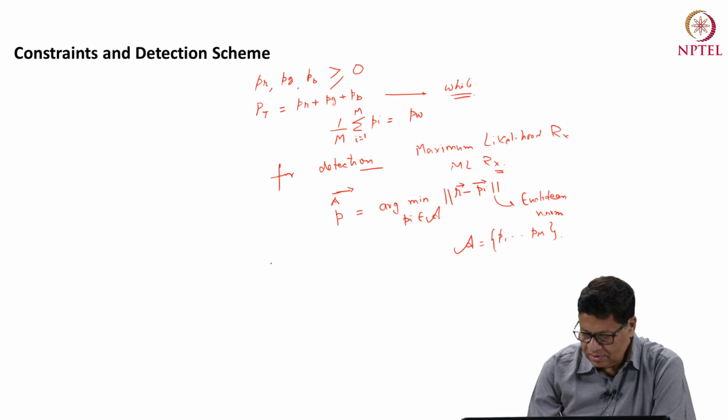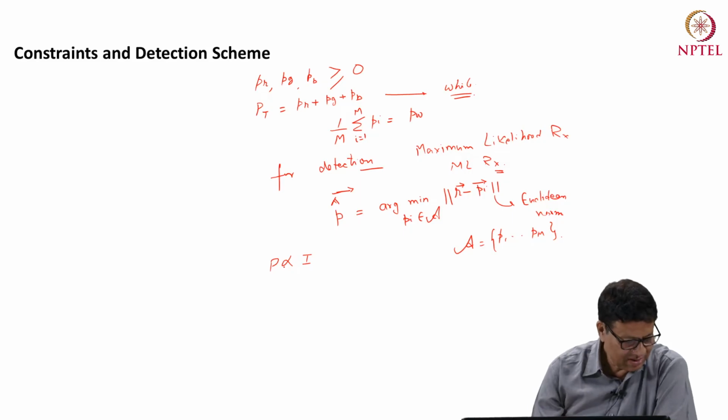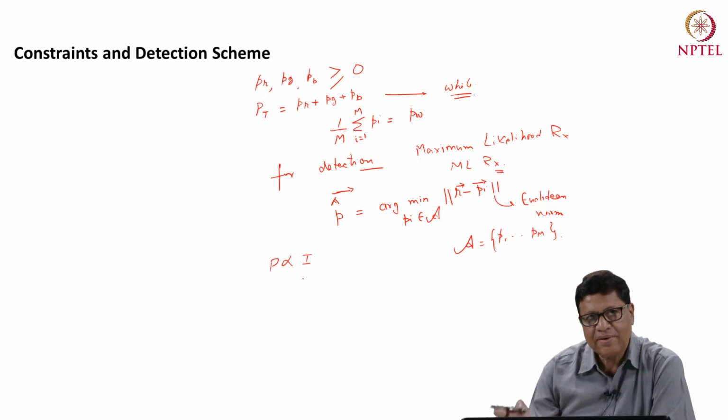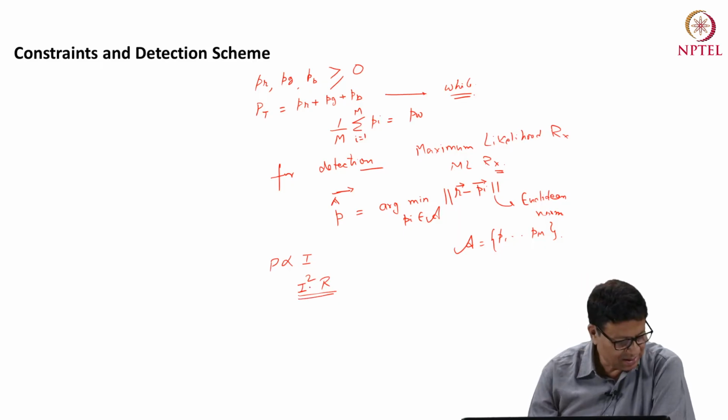So the power actually is proportional to I. The power falling onto the photodetector will give some corresponding current, which is proportional to the incident power. And if I calculate the electrical power, it will basically be I square by R, where R is the load resistance. So it will be the square of the current that gives the electrical power.